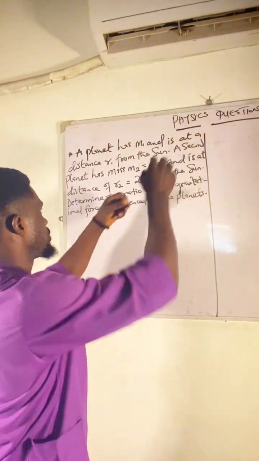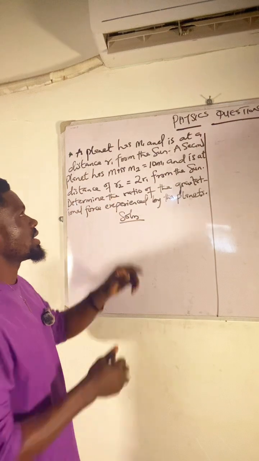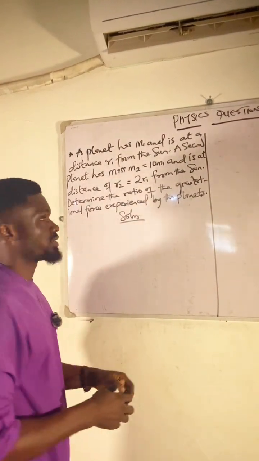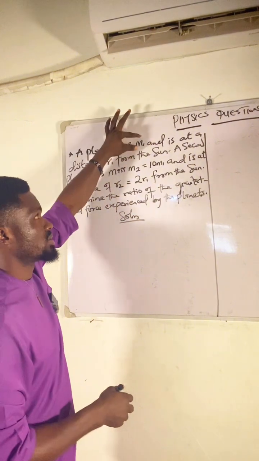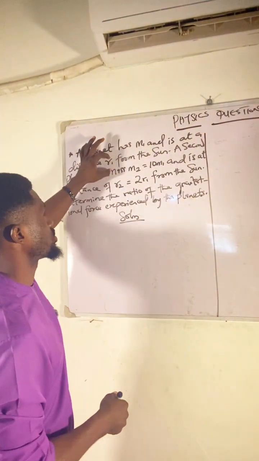All right, this is another question. The question says that a planet has mass M1 and is at a distance R1 from the sun. So the mass of a particular planet is M1, and the distance away from the sun is R1, okay?